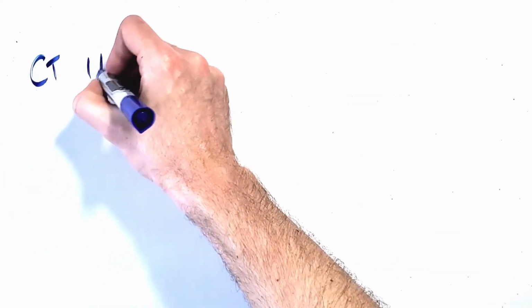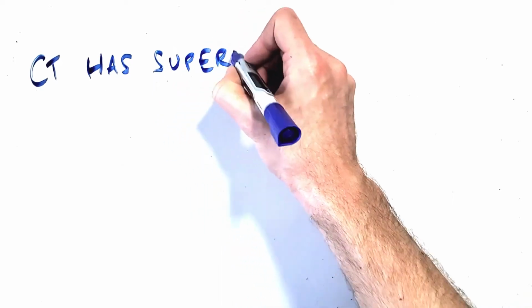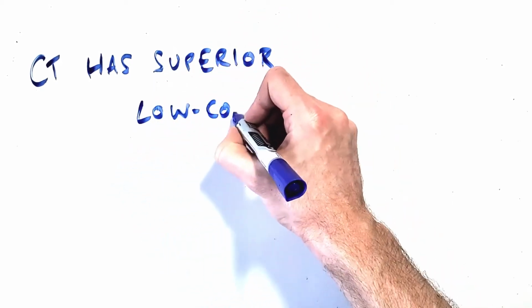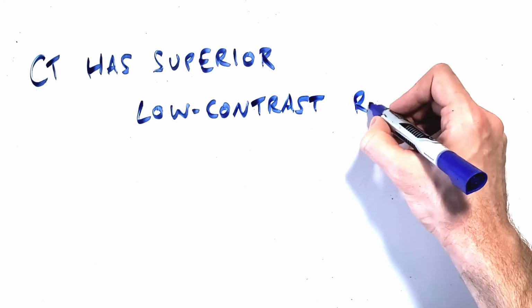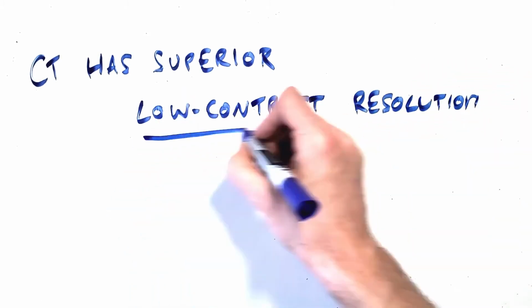CT also provides us with a much greater ability to differentiate between very small differences in density between anatomical structures. In imaging terms, this means CT has very good low contrast resolution.